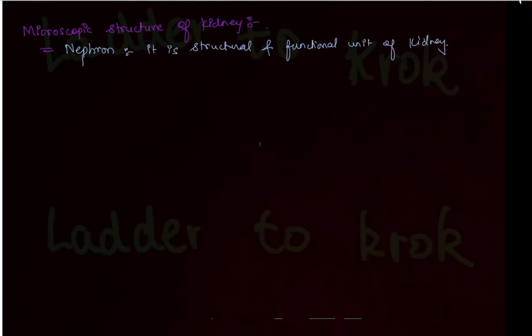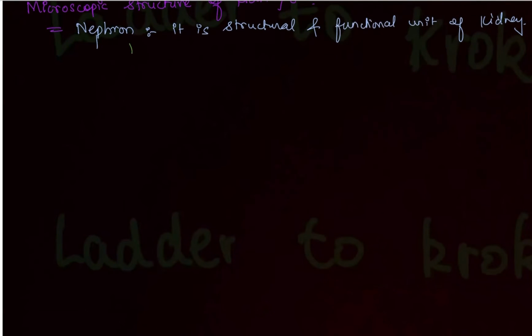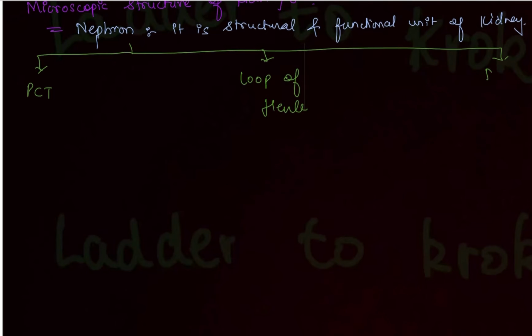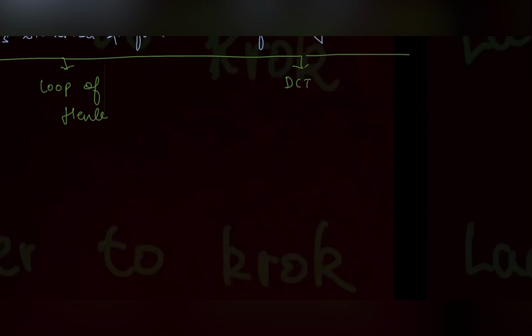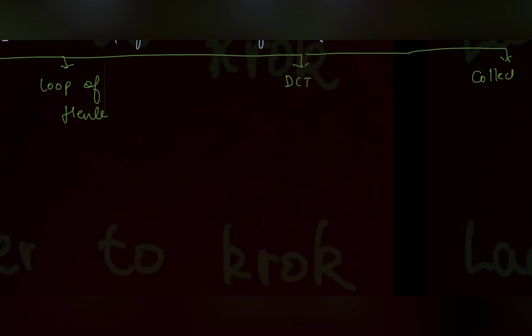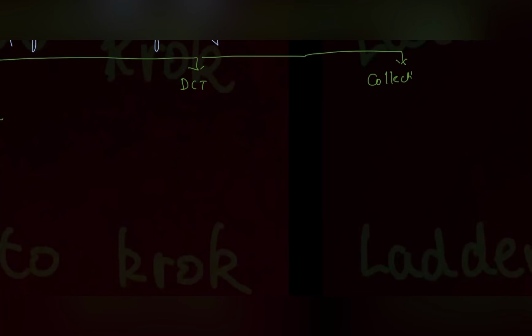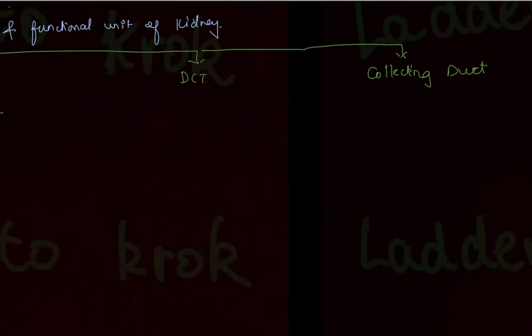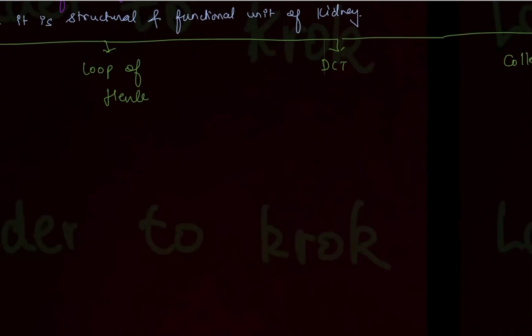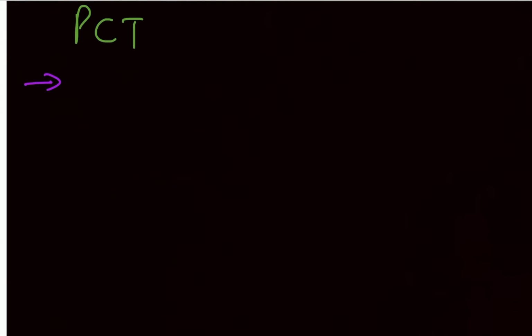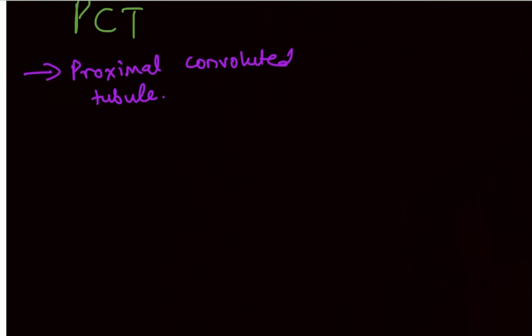okay. Now nephron, it is divided into, write down, PCT, loop of Henle, and DCT, and lastly the collecting duct. Now let's look at each one in detail. Now what is PCT? Write down its full form. It is proximal convoluted tubule.